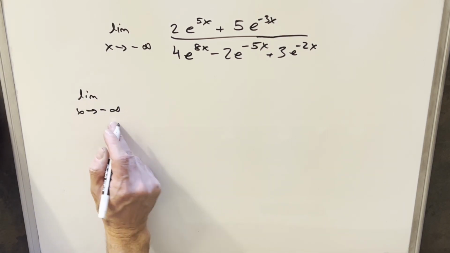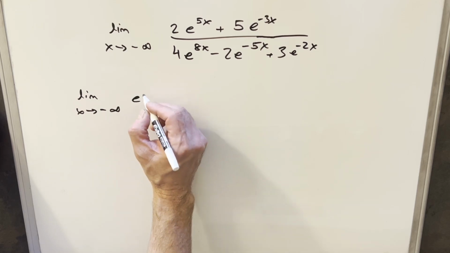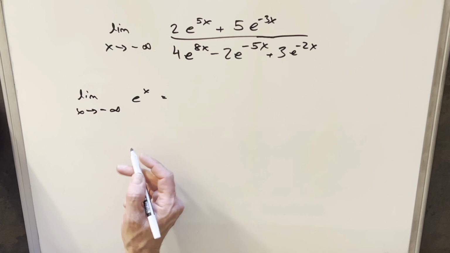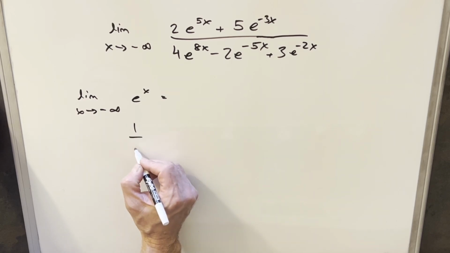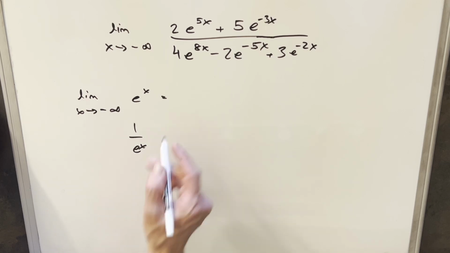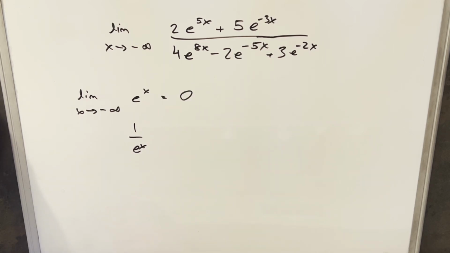If we look at the limit as x is approaching minus infinity of just, say, e to the x, and if you just plug minus infinity in here, that's going to be the same thing as 1 over e to the x as x is going to infinity. So with the large denominator, this is actually going to be going to 0.